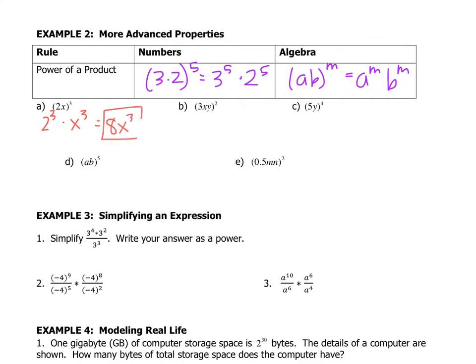If you can simplify something, then do it. This is going to be 3 squared times x squared times y squared. So that's going to be 9x squared y squared.